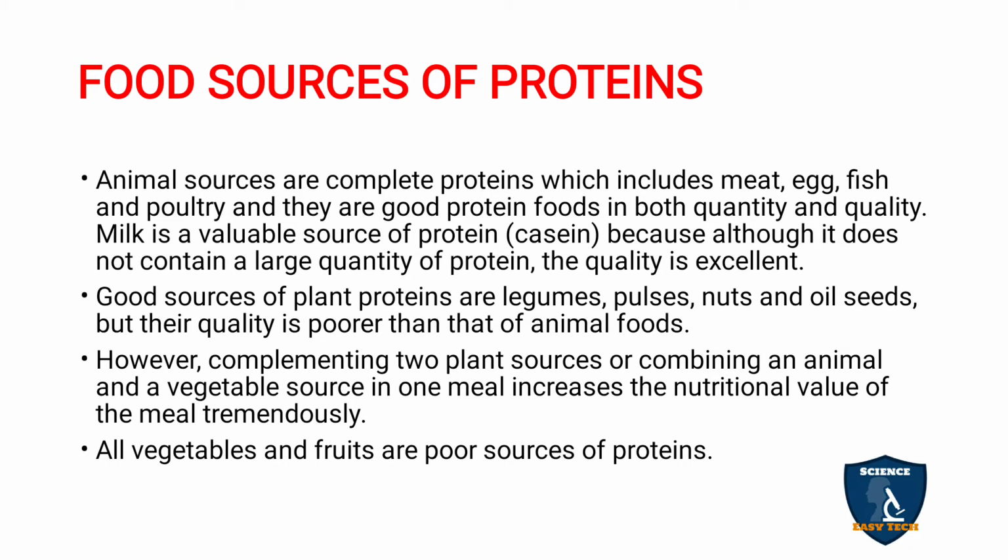In my part 1 video itself, I have discussed complementary proteins. For example, rice is mixed with animal protein from milk, so you are mixing rice and milk. Pongal, where rice is cooked with green gram dal. All vegetables and fruits are poor sources of proteins; they are very rich sources of vitamins and minerals but very poor sources of proteins.